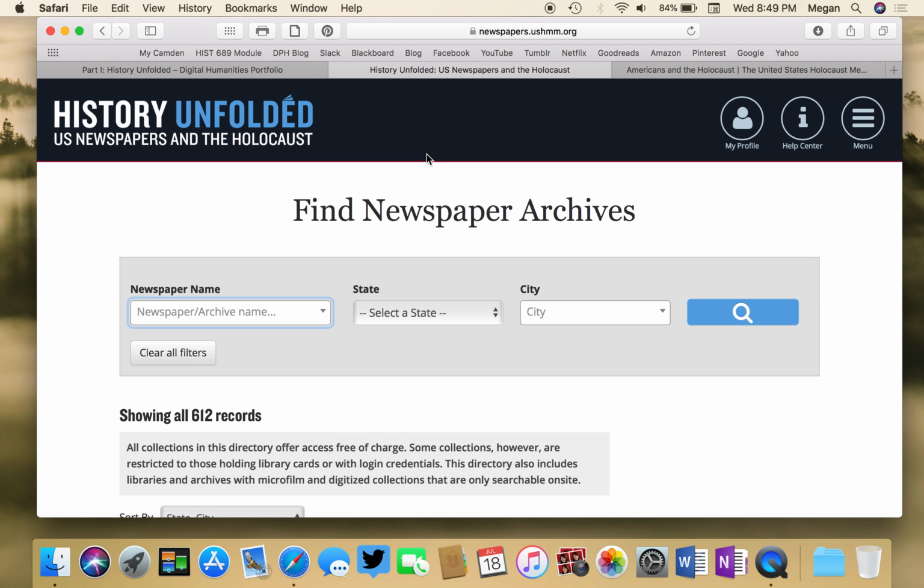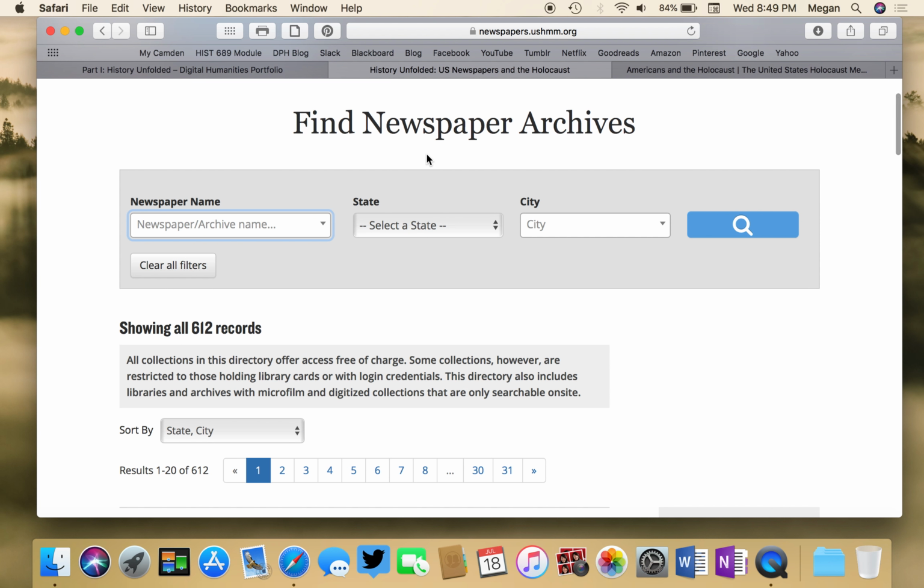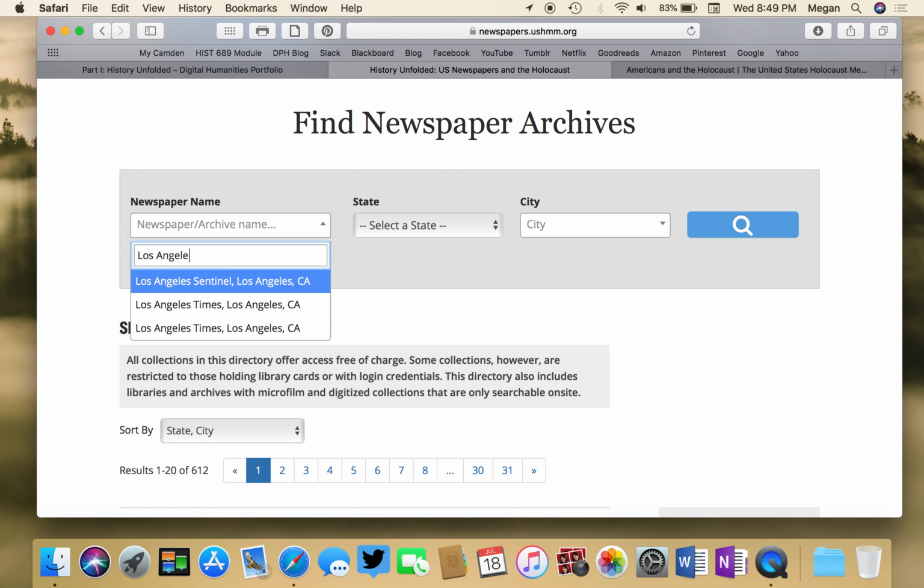So for the first part of the assignment, they're going to be looking up small, more local newspapers, staying away from big cities, and trying to see what their reporting was like of the Holocaust. Was there not a lot of it? Was there a lot? What were they focusing on? Were there certain events they were more interested in? And so on. For the next part, they'll be looking at large metropolitan newspapers like the Los Angeles Times.